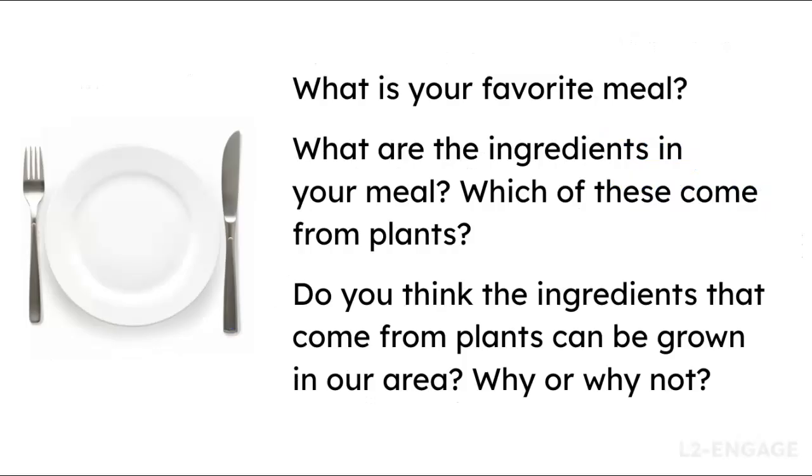You'll begin the engage portion of the lesson by asking students questions and allowing them to turn and talk to help each other figure out plant ingredients in their favorite meals. Students may need to research to learn if some ingredients come from plants or not. You'll make a list of student ideas on the board of why certain plants can or can't be grown in your area. Encourage students to respond to each other's ideas.